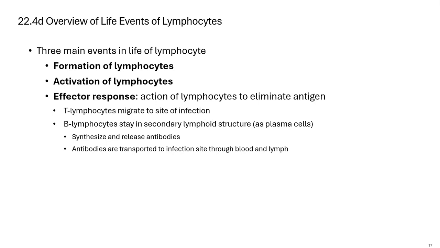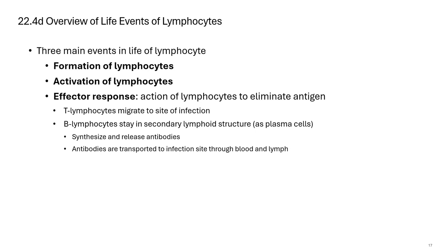So we're going to now look at these three main stages in a lymphocyte's life cycle, right? We'll take them one at a time and expand on various ones. First, we're going to look at the formation of lymphocytes. We're then going to talk about how and where they are activated, and then what their effector response is. So what do the T cells and B cells actually do for our immune system?